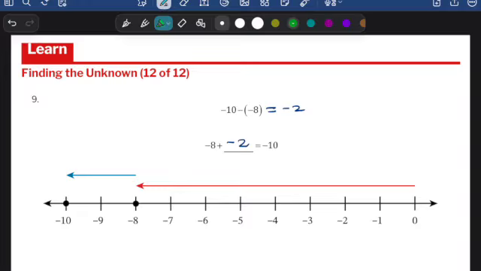And if we have a negative, that means the opposite. So the opposite of negative 8 is positive 8. So negative 10 plus 8 should be negative 2. I moved to the left 10, and then I moved to the right 8. I didn't quite get back to 0.